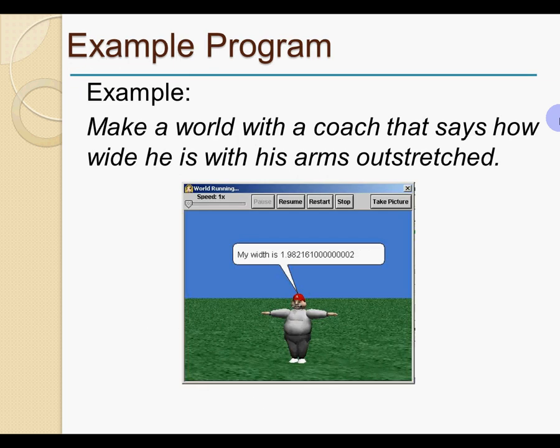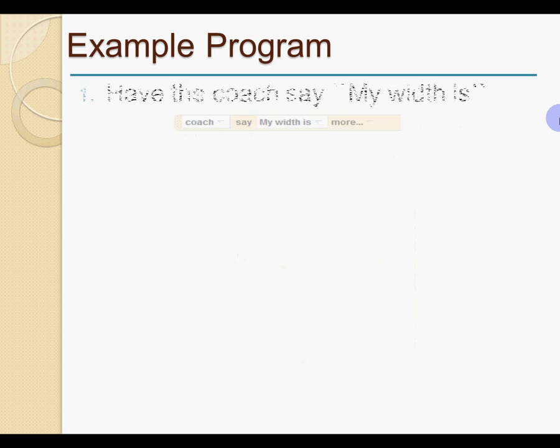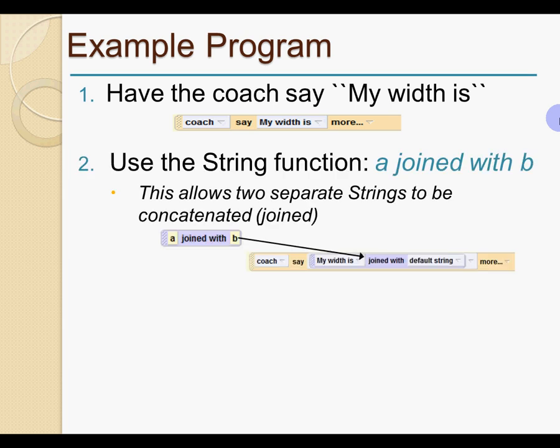So let's try making a program that is going to use a function. In this case, it's going to be a world with a coach in it, and it's going to tell us how wide he is with his arms outstretched. To do this, you have to have 4 steps. The first thing you need to do is your coach has to say my width is. Now this say method is a method we've already used in our programs, so you merely drag that tile over and put it in place.